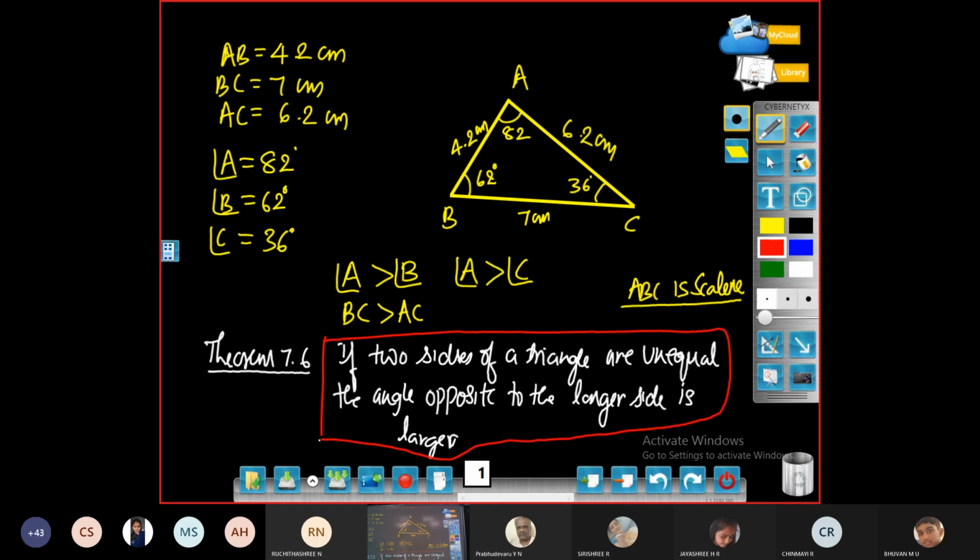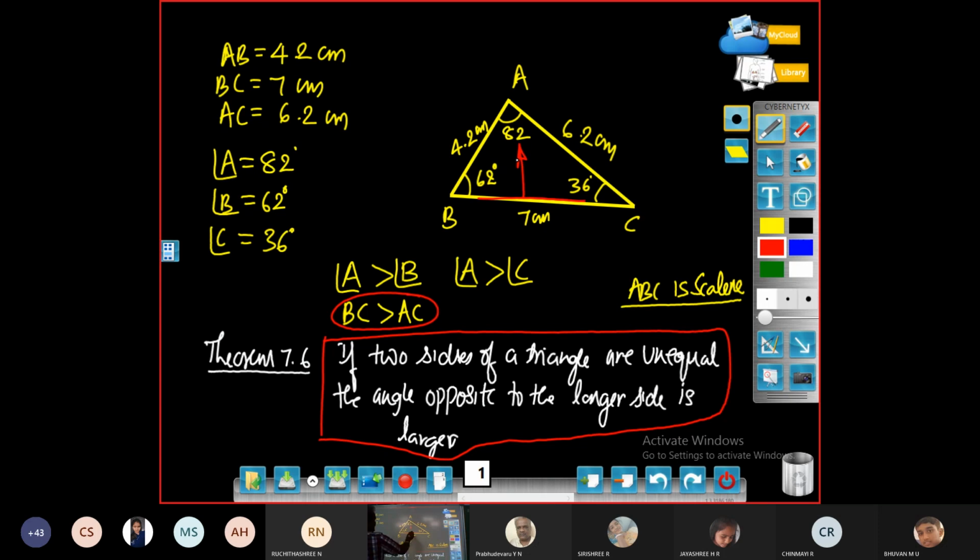Okay. So this is the side. See, if two sides of a triangle are unequal, you take any two sides, BC and AC are unequal. BC is greater than AC. Then the angle opposite to the longer side is larger. The angle opposite to BC, you can see this angle. It is the larger angle. So the longer the side, the larger will be the angle.